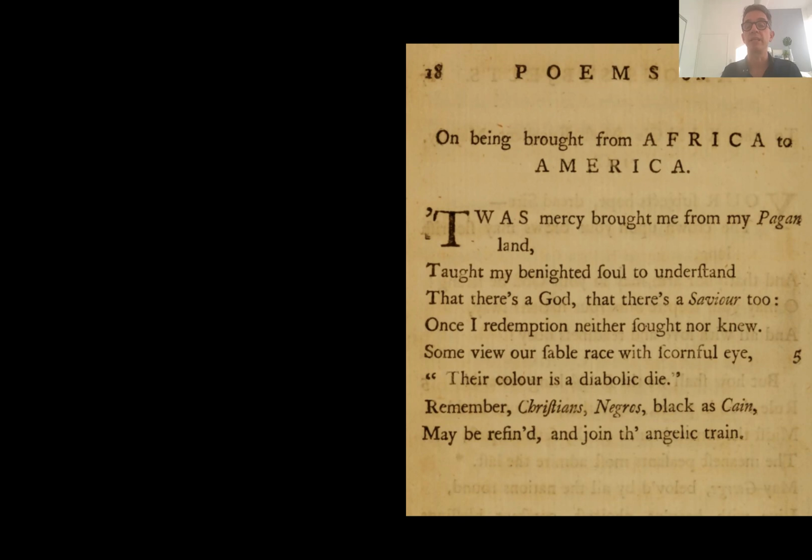And the poem goes like this: "'Twas mercy brought me from my pagan land, taught my benighted soul to understand that there's a God, that there's a Savior too."